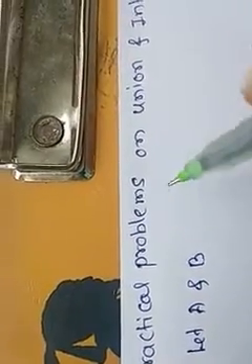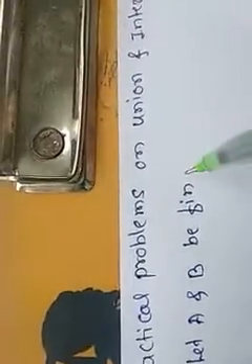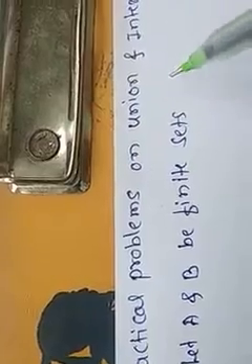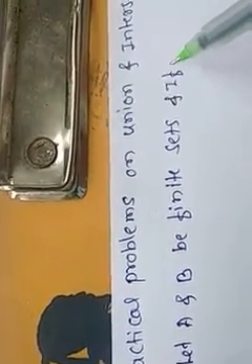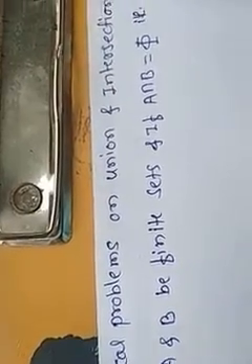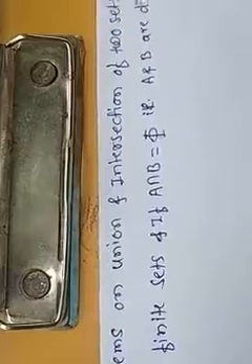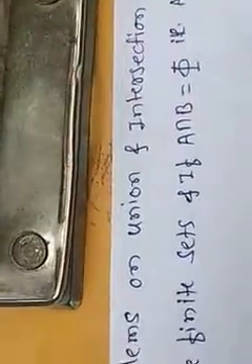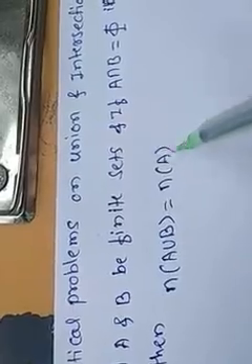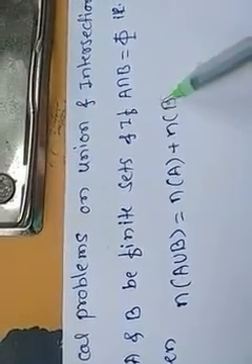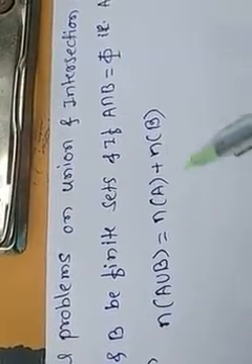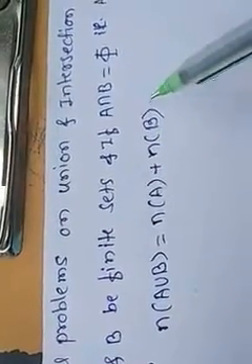Okay, so in that, the first formula: let A and B be finite sets, and if A intersection B is equal to phi, that is, A and B are disjoint sets, then n of A union B is equal to n of A, which means cardinality of A, plus cardinality of B. Because A intersection B is empty, we write directly n of A union B is equal to n of A plus n of B.